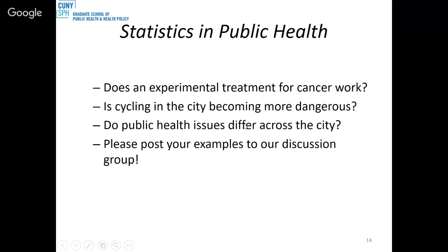Do public health issues differ across the city? That's kind of a big question, but one that could come up in different contexts, asking what, let's say, the major causes of hospitalization are. If we were going to do an analysis about this, this question would have to be made more specific and made into things that we can measure and write down what the population, the sample, and the records are.